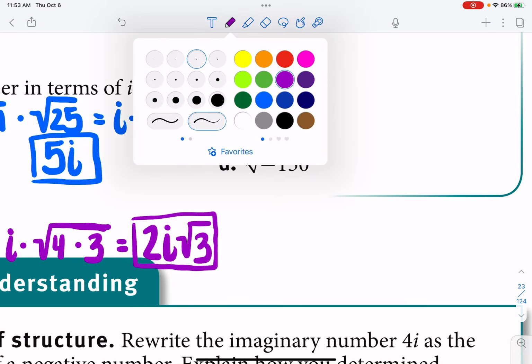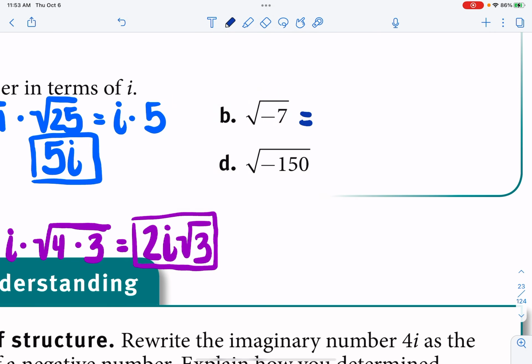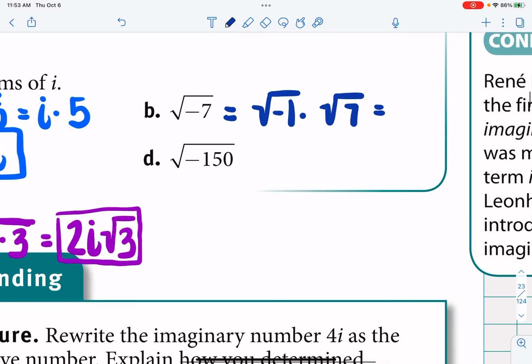Okay, so starting off, the square root of -7 can be written as the square root of -1 times the square root of 7. The square root of -1 is i, and the square root of 7 doesn't go into any perfect square. It doesn't go into 4, and definitely doesn't go into 9, so I can just leave it as the square root of 7, and that would be your answer.